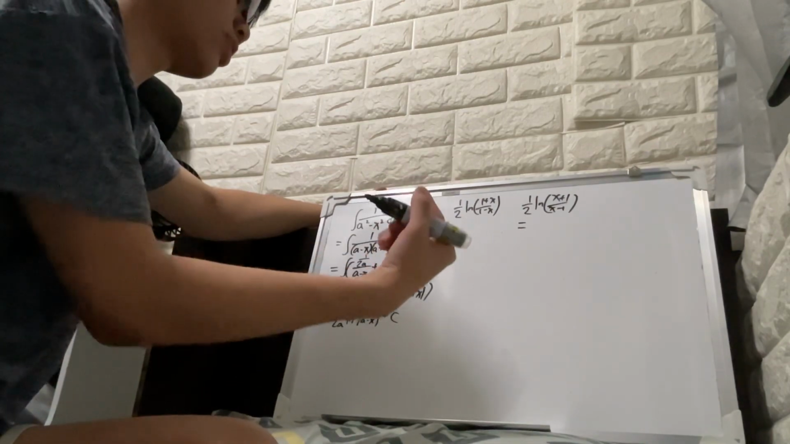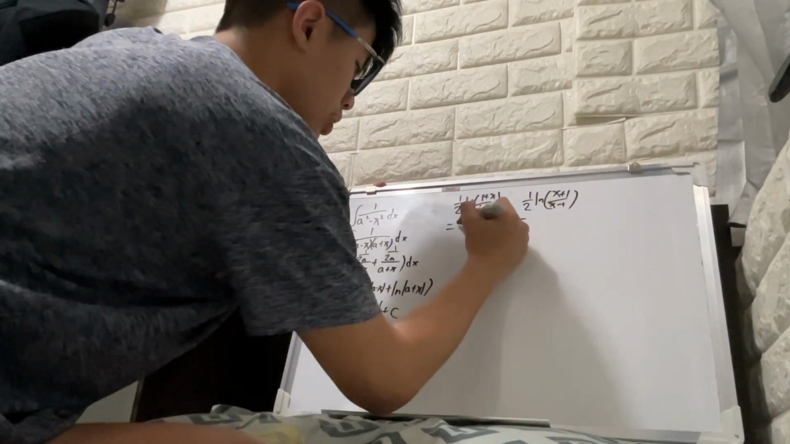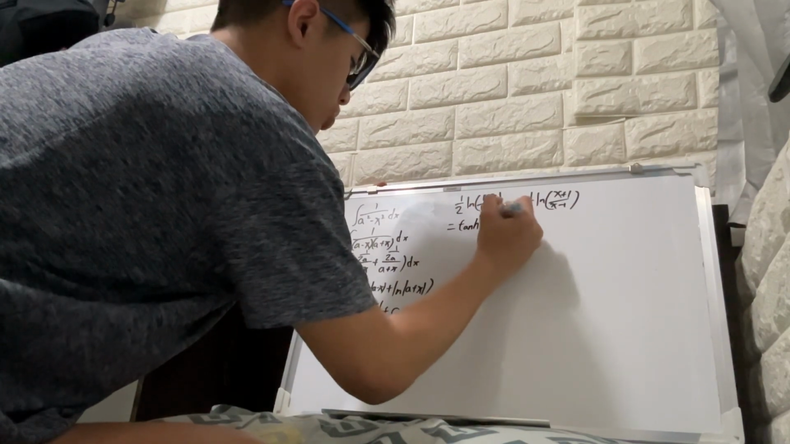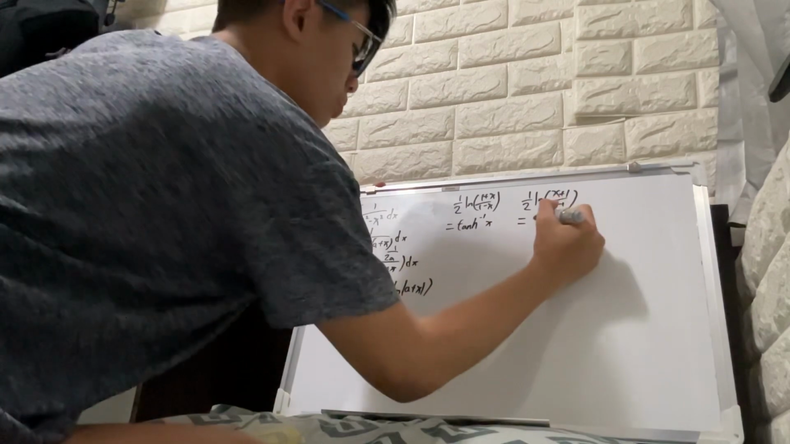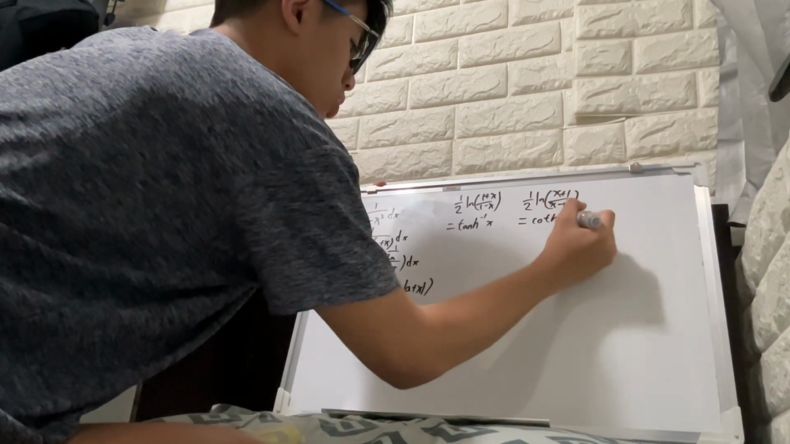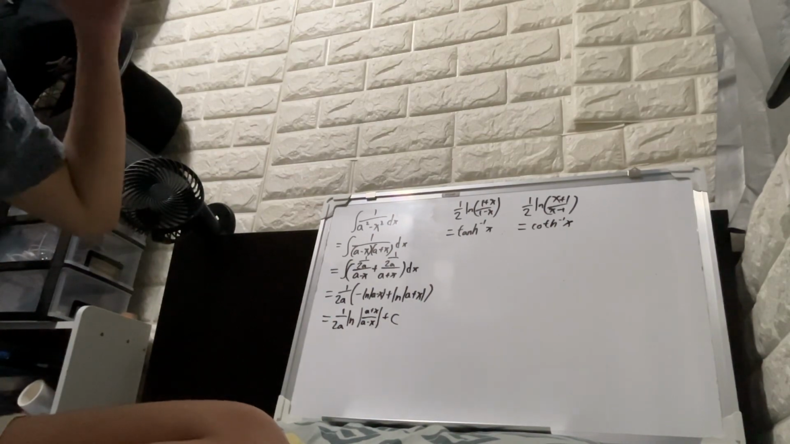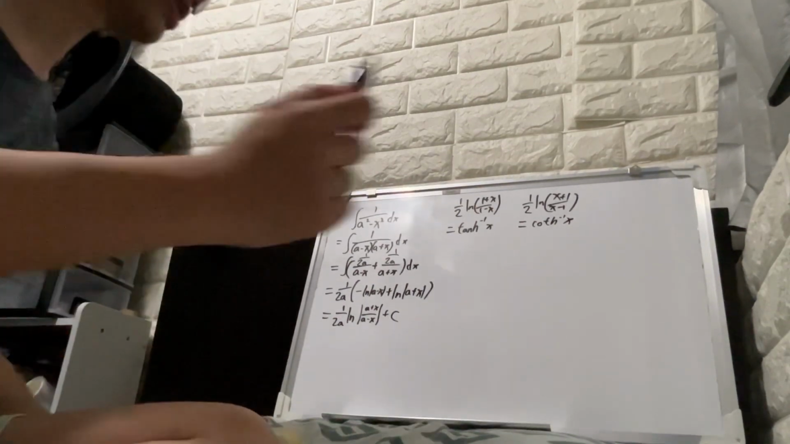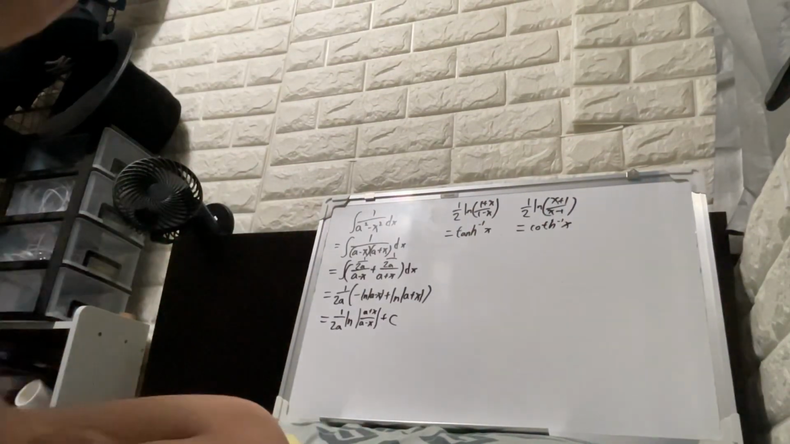And this is equal to, you can check the definitions of the inverse hyperbolic functions, and this is equal to inverse hyperbolic tangent of x. And this one is equal to inverse hyperbolic cotangent, inverse coth. I like to pronounce this as inverse quash x like that. So here's the deal.